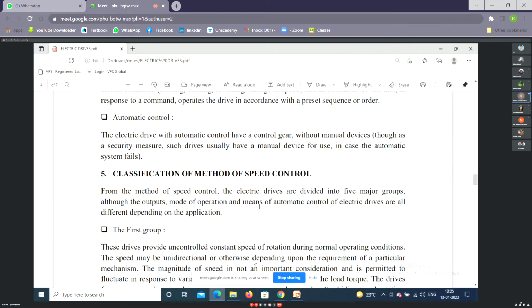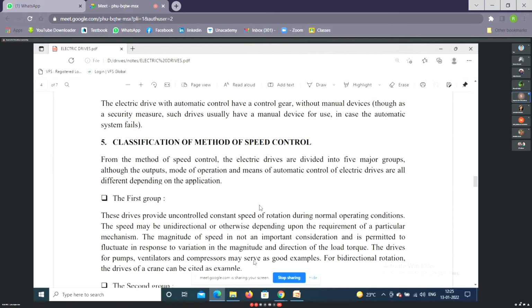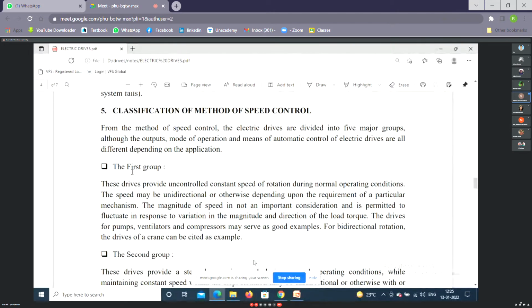Then it can be classified on the basis of speed control also. The first group is uncontrolled constant speed of rotation during normal operating condition. The speed might be unidirectional or otherwise, depending on the application. The magnitude of the speed is not an important consideration and is permitted to fluctuate in response to variation in the magnitude and direction of the load torque.